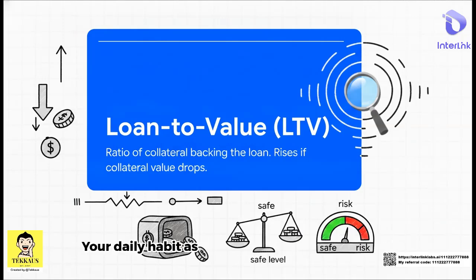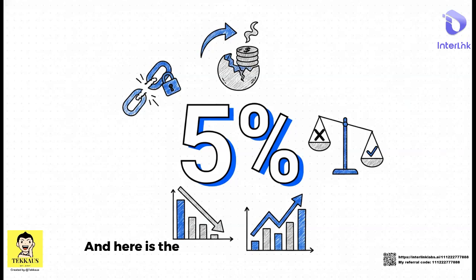Your daily habit as a smart borrower: monitor this ratio. If the market dips, proactively step in. Either add more ITL to the vault or pay down some principal to get that ratio back to a safe, healthy place. And here is the harsh financial reality of ignoring your LTV, a 5% liquidation penalty.